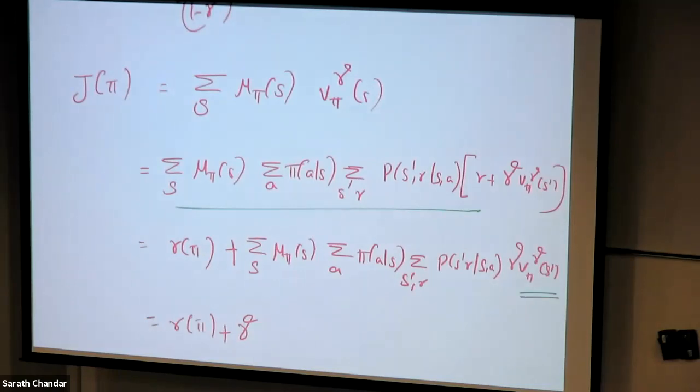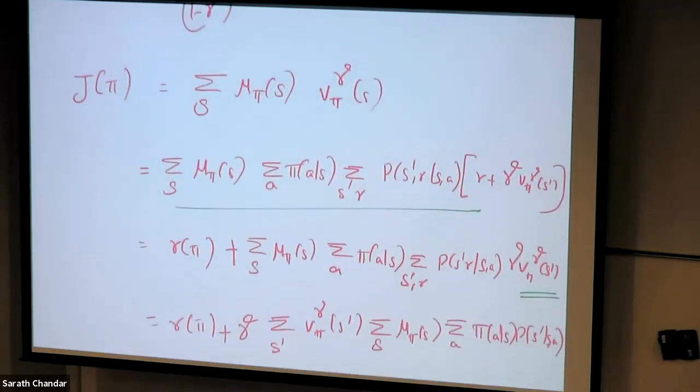It is not dependent on a or r, or even s for that matter, right? So I'm going to take it completely out. So summation over s dash of mu pi of s dash, gamma of s dash, and the rest as such. Summation over s, mu pi of s, summation over a, pi of a given s, p of s dash given r comma a. Is that clear? Okay, we are almost there.